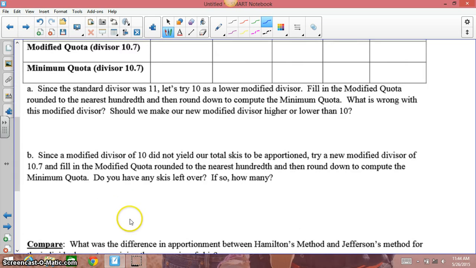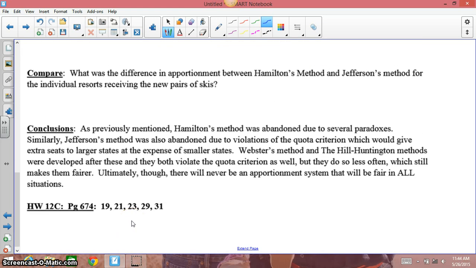Okay. And then lastly, as I mentioned at the top of the notes, there are other methods. It's the Webster method and the Hill-Huntington method. They also violate quota criterions, but they do it less often, which makes them a little fairer. Ultimately, though, there's no apportionment system that will be fair in all situations. So it's just a matter of trying to go with what's the most fair at the given time.